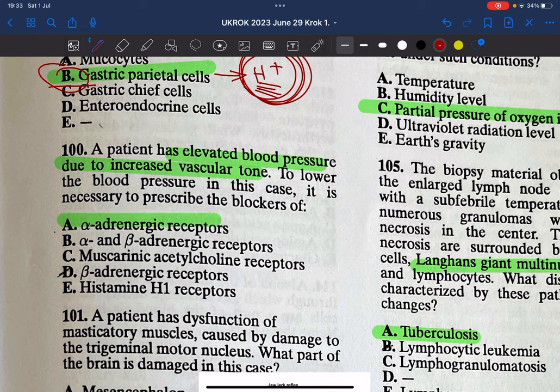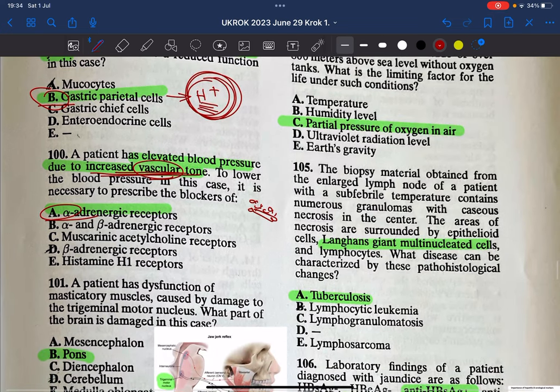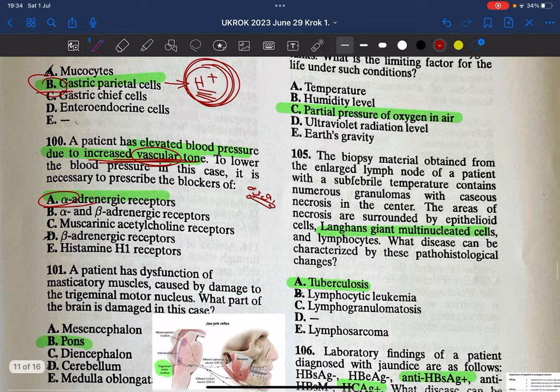We have elevated blood pressure due to increased vascular tone, so due to the constriction of the vessels. Again, vessels have alpha-1 on top of them, so we need to block the alpha-1. And thus, we need to block alpha-adrenergic receptors.